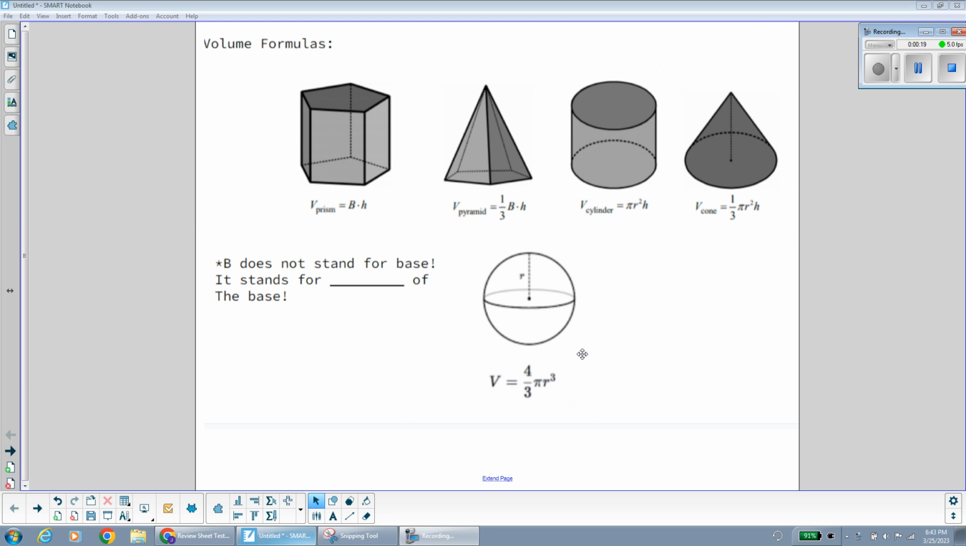Just keep in mind that the capital B that you see in the prism formula and the pyramid formula does not refer to base. It stands for the area of the base. And that's very important because it is not just the base, it is the area of whatever the shape of the base is. We'll do some examples so you can see exactly what that means, and we'll be referring back to these volume formulas as we go.